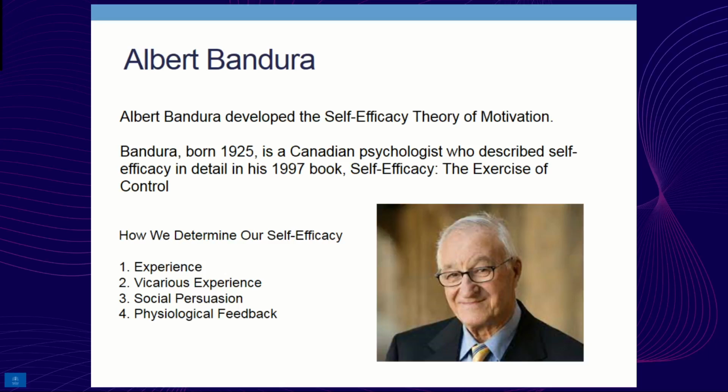The third point, social persuasion. You can increase your self-efficacy if others give you encouragement that you can perform a task. Likewise, your self-efficacy will decrease if you receive discouraging or disparaging remarks about your ability to perform a task. And the last point is physiological feedback. When confronted with a task, you experience sensations from your body. How you interpret these signals will impact your self-efficacy.